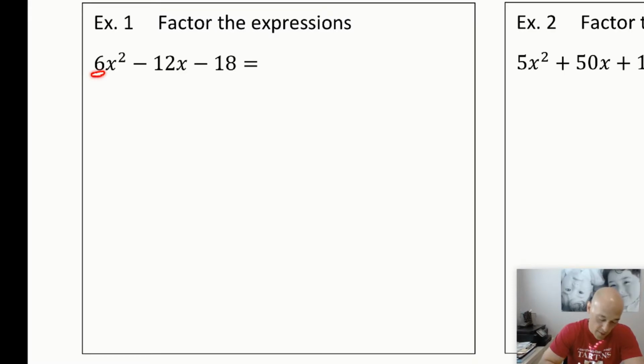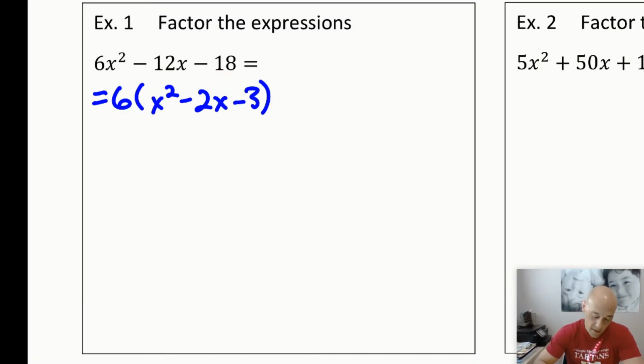So notice that the value of a, 6, and each of these other two terms are divisible by that value. So we rewrite the original expression with the 6 factored out. So it's going to be 6 times the quantity x squared, because 6x squared divided by the 6 is equal to x squared. And then negative 12x divided by 6 is negative 2x. And negative 18 divided by 6 is negative 3. And so now what we do is we use the box and the diamond method on that right there.